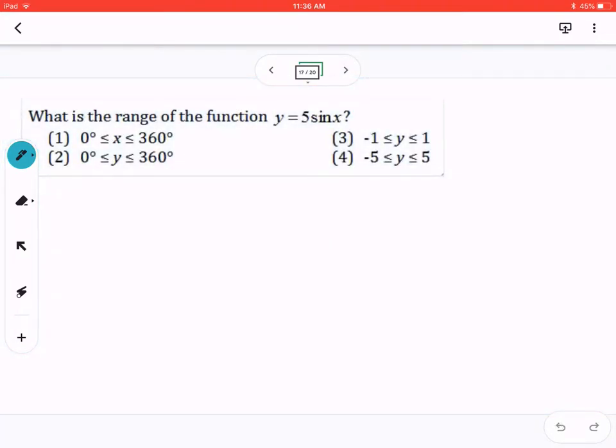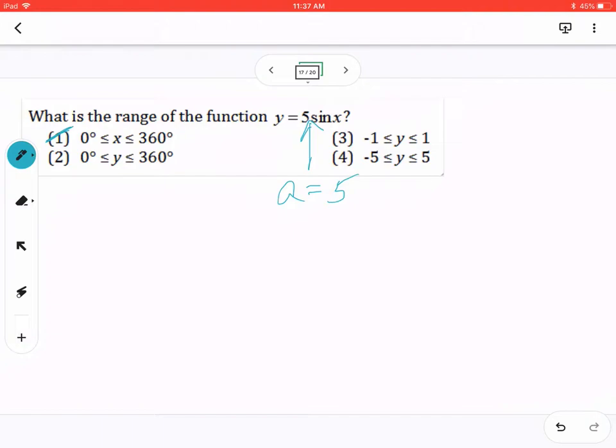What is the range of the function y equals 5 sine of x? The range is going to be the difference between the max and the min. And our max is our amplitude. Since the amplitude is 5, we know that the highest y value, first of all, we could take away choice 1 because that's dealing with x's, which is domain. And our y is dealing with values of the range, or the outputs.